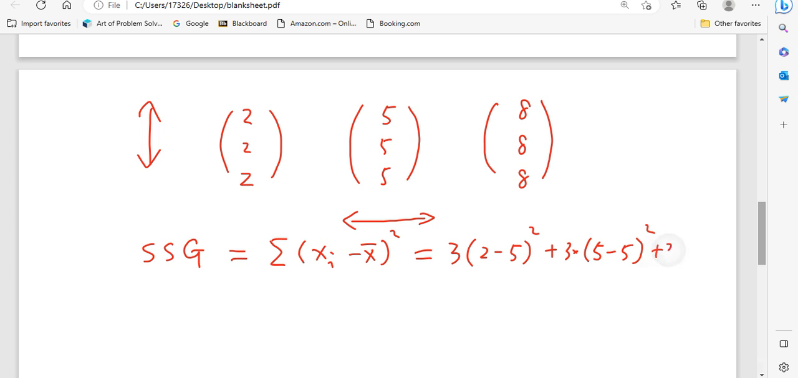Then plus 3 times (8 minus 5) squared. So this is the SST for such data, so this is SSG. We find this equals 3 times 9, plus 0, plus 3 times 9. Okay, 27 plus 27, that's 54.